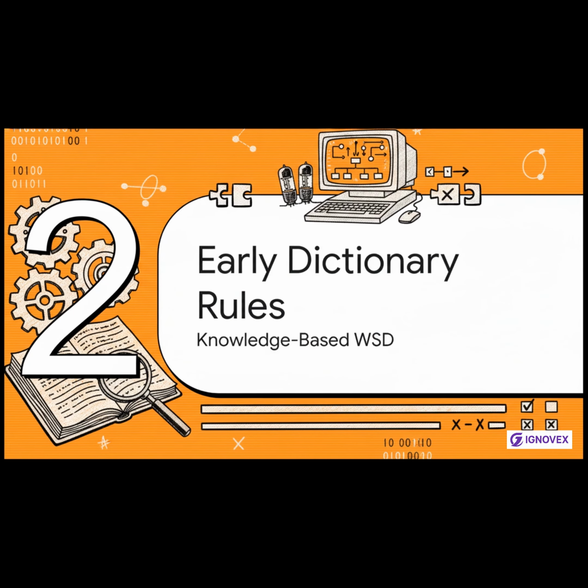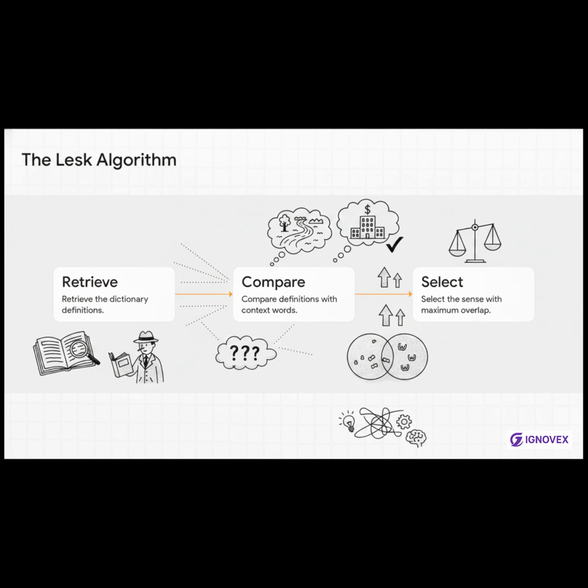Section 2. Early dictionary rules. This is all about knowledge-based WSD. So, how did early computer scientists actually try to solve this? Well, back in the 1980s, AI relied heavily on structured logic and really strict rules. One of the earliest breakthroughs was the Lesk algorithm, which Michael Lesk proposed back in 1986.